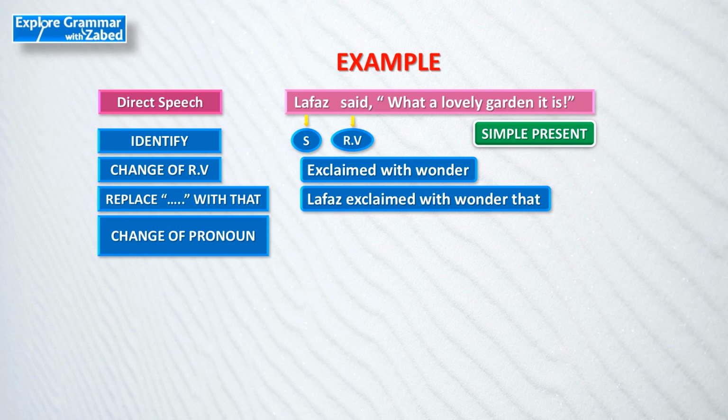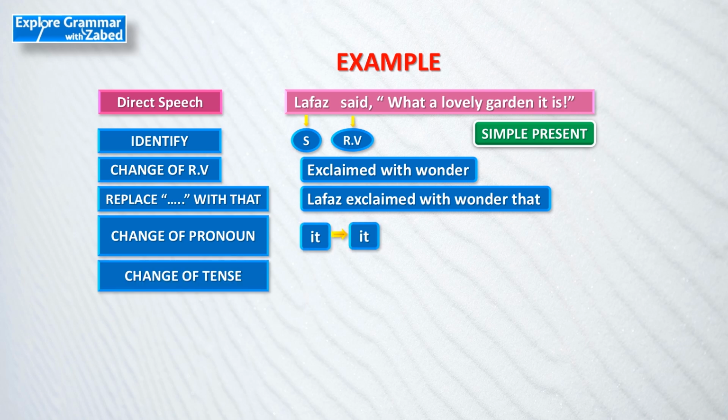Step number 4 is to change of pronoun. As the pronoun of the reported speech is an example of third person, so it won't be changed, it will remain same. Step number 5 is the change of tense. Here, simple present gets converted to simple past. So, is will get converted to was.